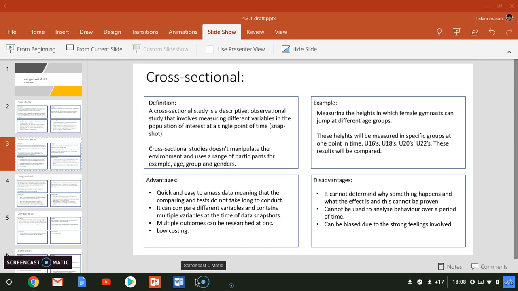It can also compare different variables and contain multiple variables at the time of the data snapshot, and this can lead to multiple outcomes that can be researched at once. And most of these experiments are low cost, which is an advantage because you don't want an experiment to be too much. The disadvantages can be it cannot determine why something happens and what the effect is, and this cannot be proven. Also, it cannot be used to analyse behaviour over a period of time because it happens there and then, and it can be biased. This is because of the strong feelings involved.